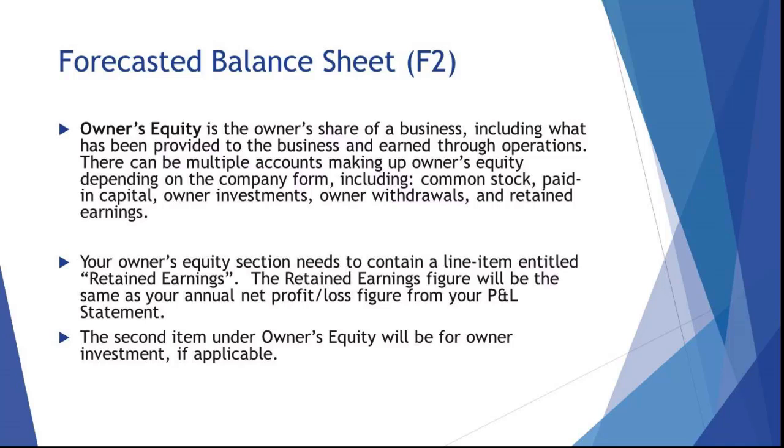But for the capstone, all balance sheets should have a line item entitled retained earnings. And this retained earnings figure is essentially the link between the revenues and expenses on your profit and loss statement and the items on your balance sheet. This is going to be how that earnings gets carried forward to the next year. So the retained earnings figure within equity should be the same as your annual net profit or loss figure from your profit and loss statement, that very last number on the statement.